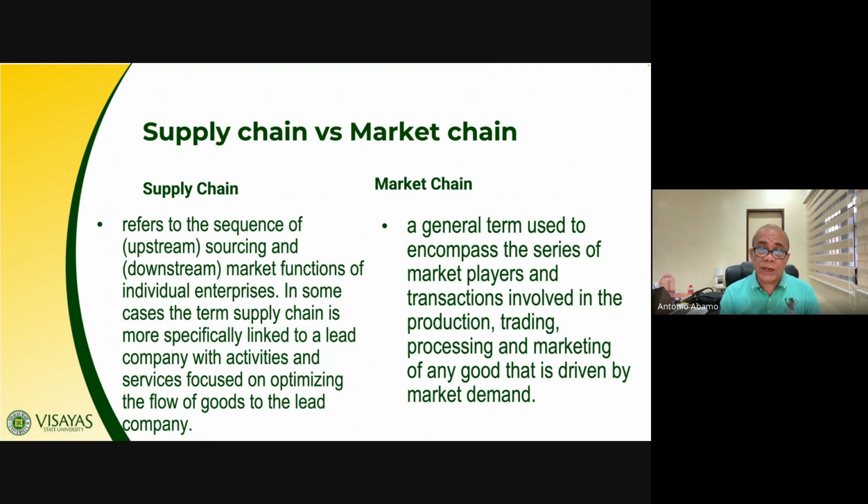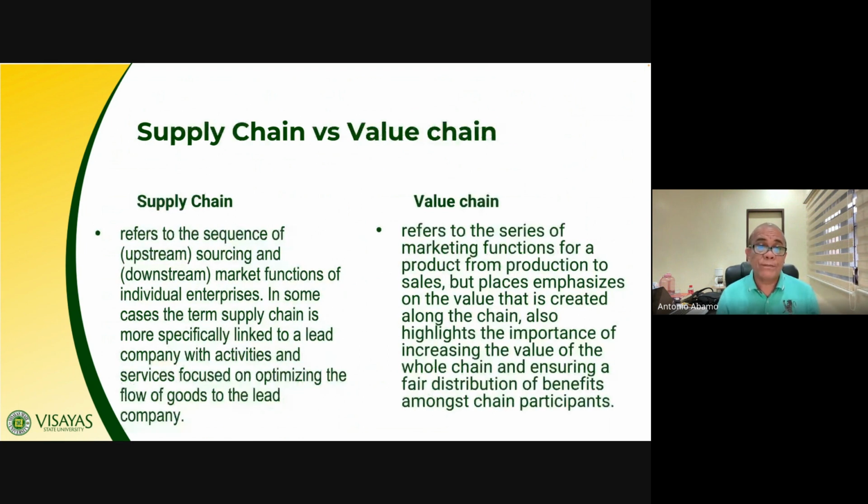So in a supply chain, we always zero in on the supply chain champion, or the lead company that coordinates everything from upstream to downstream also. Okay. Now you have also supply chain versus value chain. So we have defined that a while ago. What is the difference? What are the similarities between them? So I need not re-emphasize it again.